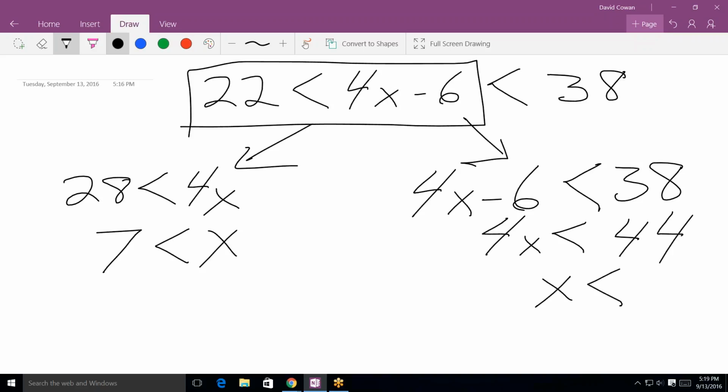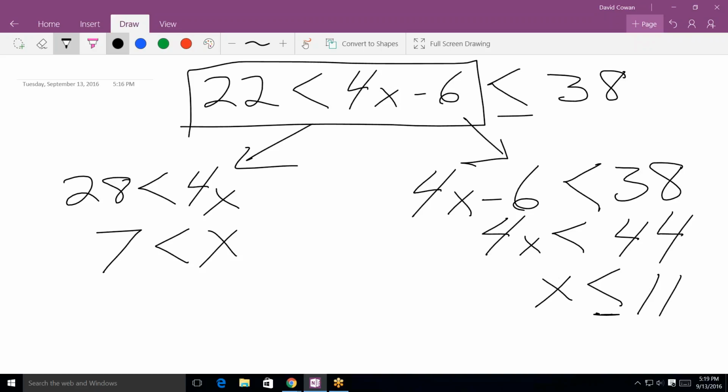Is it less than or equal, or is it just less than? X is less than or equal to. So up in the top, they're both less than or equal? Just the right part. 4x is, yeah, it's just the right part. Okay, so we got x is greater than 7.